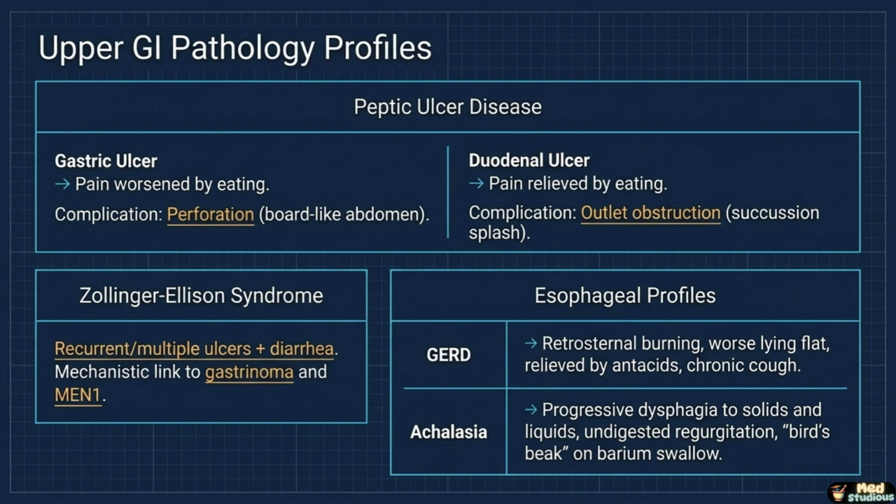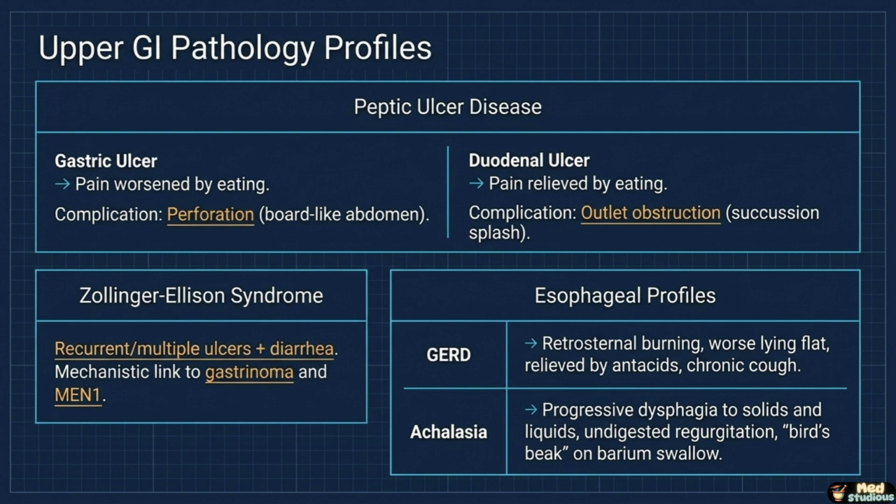It's mechanistically linked to a gastrin-secreting tumor, a gastrinoma, and is classically associated with MEN1 syndrome. On the esophageal side, GERD presents with retrosternal burning that's worse lying flat, relieved by antacids, and often accompanied by a chronic cough from laryngopharyngeal reflux irritating the airway.